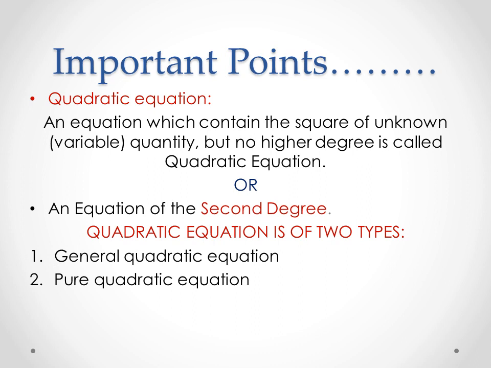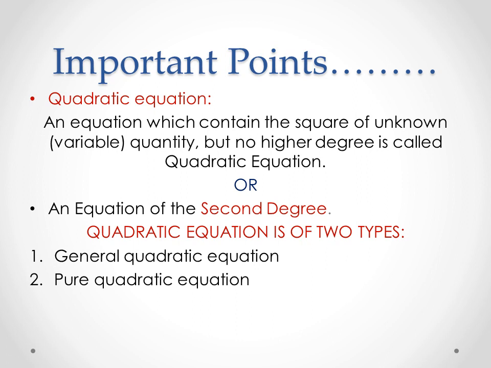What is an unknown? An unknown is a variable, but no higher degree is called a quadratic equation. In other words, we can say that it is an equation which contains the square of a variable but no other power. For example, the variable is x, so the equation that contains x square, x and a constant value would be a quadratic equation. But if it contains x cube or x power 4 or any other power of x, that won't be a quadratic equation. It can include x square and the lower degree of x but not the higher degree. In other words, we can say an equation of the second degree.